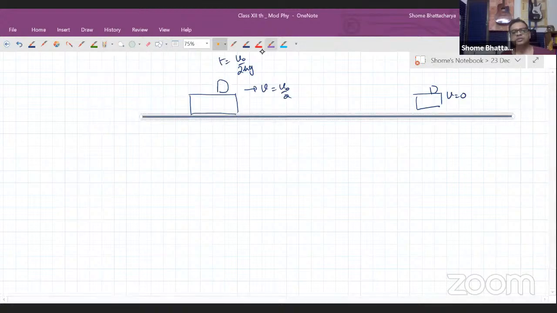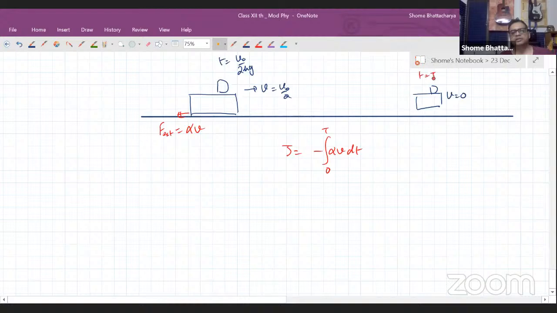So what is happening is during this time, the external force is alpha v backwards like this. Okay. So the impulse due to the external force will be minus alpha v dt integrated from 0 to some time, let's say capital T. And this is the change in momentum of the system from 0 to capital T. So this is minus alpha v dt integrated from 0 to T, and that is going to be the change in momentum, which is minus of m plus n.